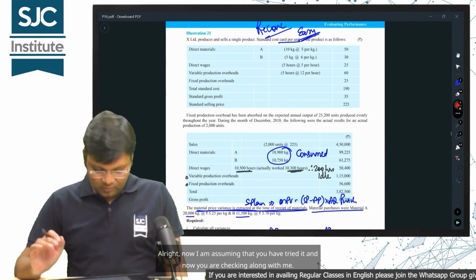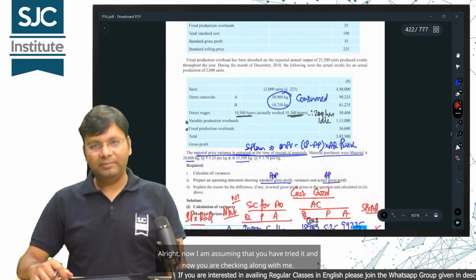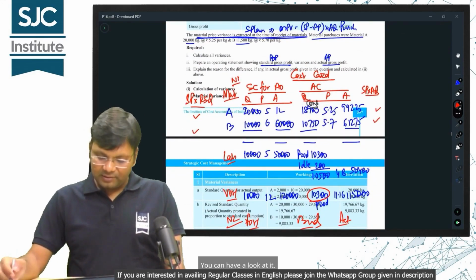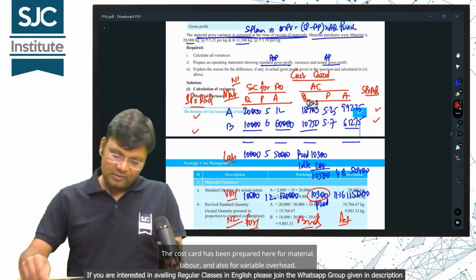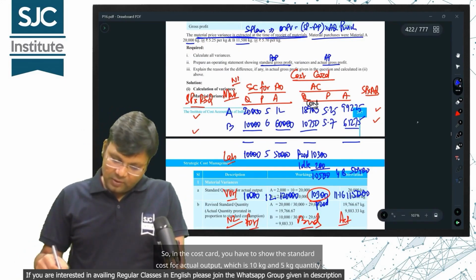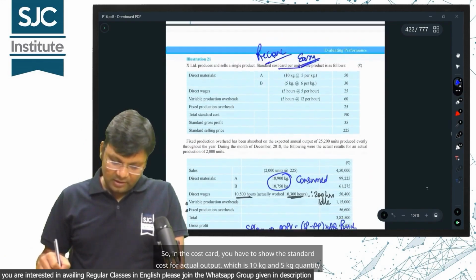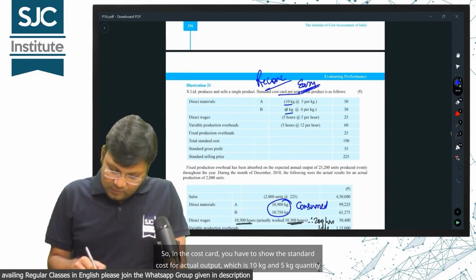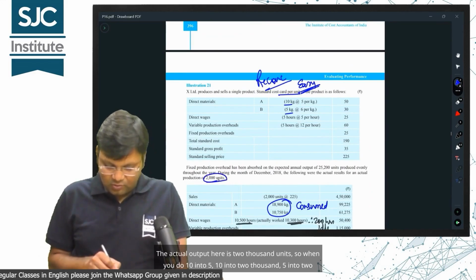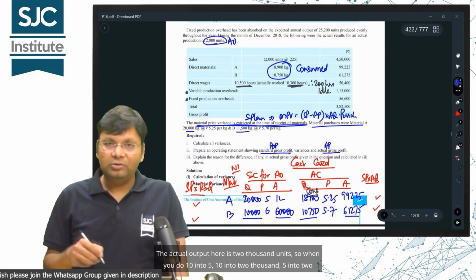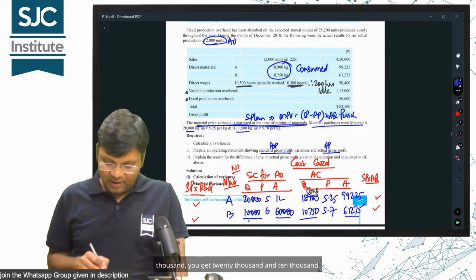Alright, now I am assuming that you have tried it and now you are checking along with me. I have already solved it here. You can have a look at it. The cost card has been prepared here for material, labor, and also for variable overhead. In the cost card, you have to show the standard cost for actual output, which is 10 kilograms and 5 kilograms quantity. The actual output here is 2000 units. So when you do 10 into 2000 and 5 into 2000, you get 20,000 and 10,000.